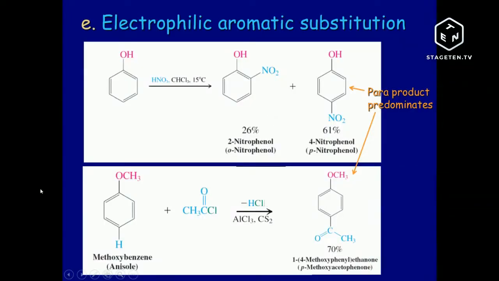Now, electrophilic aromatic substitution. As we said, phenol activates the ring. What does it mean that it activates the ring? It means that phenol activates the 2 position and the 4 position. Nitration here, you end up getting more of the para product than the ortho product, mainly because of steric repulsion or electronic repulsion here. In both cases, okay?